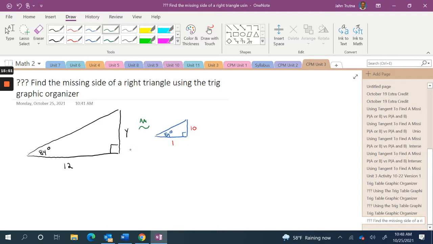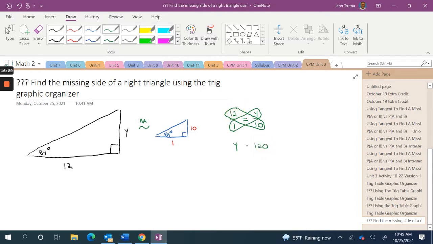So let's go ahead and write our fractions. What matches up with 12 but in the other triangle? 1. So one of my fractions is 12 over 1. What matches up with y but in the other triangle? So another fraction is y over 10. Now, when triangles are similar, it means that the fractions you write are equal to each other. And then you cross multiply to solve this problem out for y. So I'm going to cross multiply. I'm going to go 1 times y. What is that? That is y. I'm going to go 12 times 10. What is that?